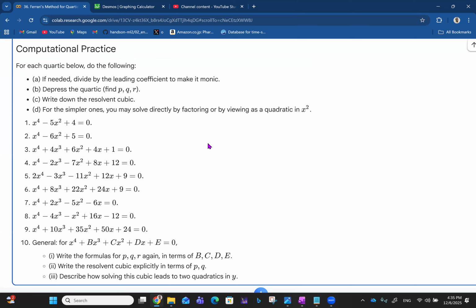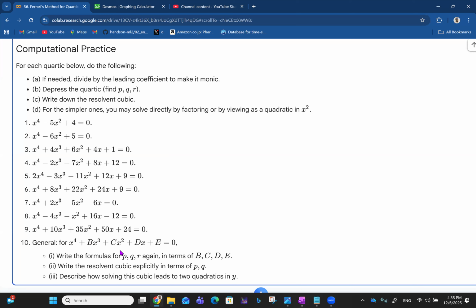For each quartic below, do the following. If needed, divide by the leading coefficient to make it monic. Everything is monic already. Then depress the quartic by finding p, q, and r. Then write down the resolvent cubic. Then for the simpler ones, you may solve directly by factoring or by viewing it as a quadratic in x squared. What I'm going to do here is take one of these.